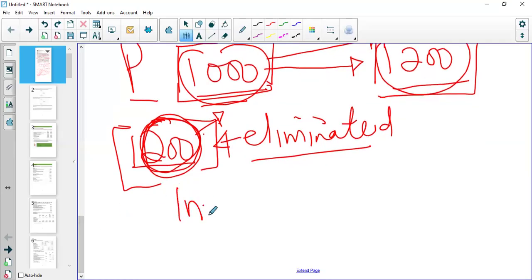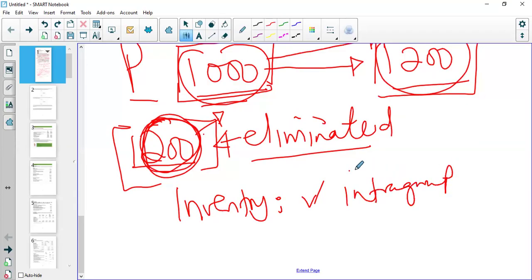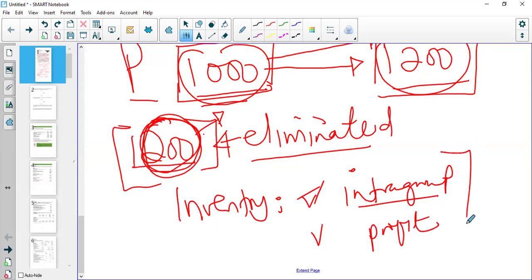but not all the inventory would have been part of the intragroup. So we only need the intragroup inventory, not all of it. And then from that intragroup inventory, we need to eliminate the profit. Right. So remember that we need to determine, first of all, how much of the remaining inventory is intragroup.